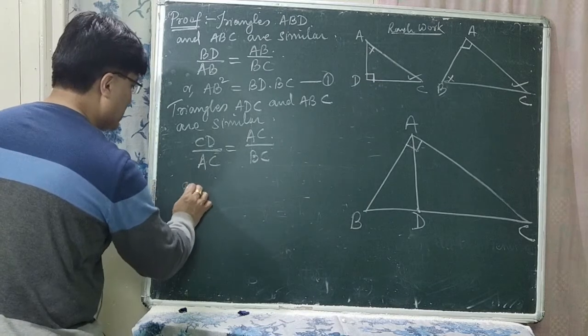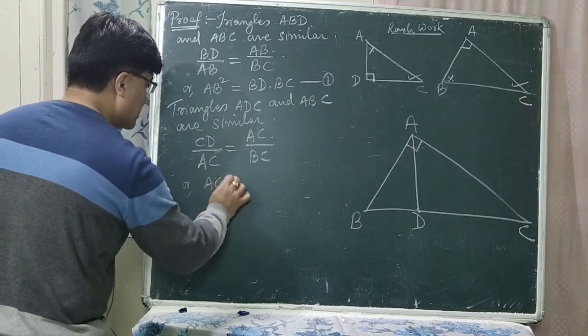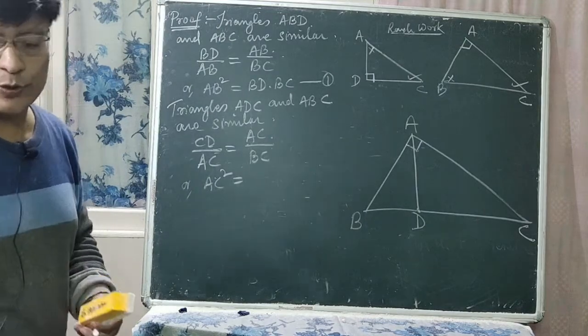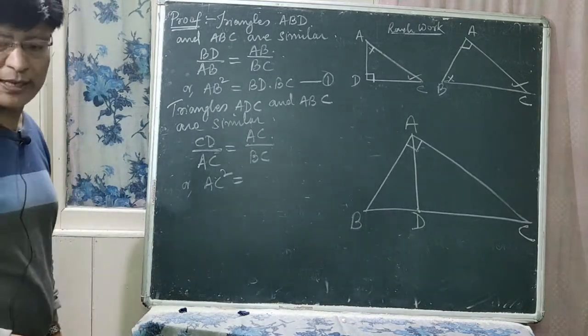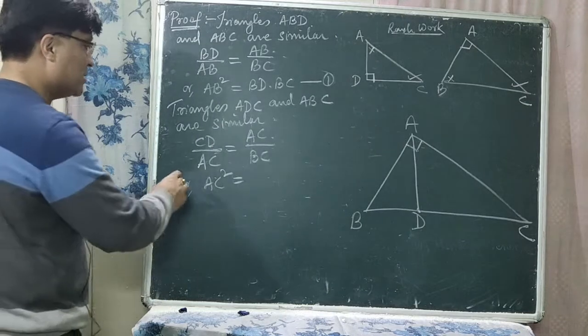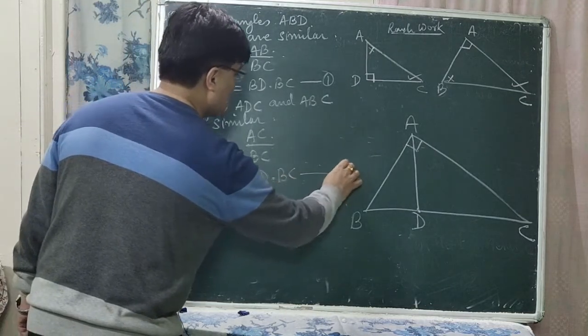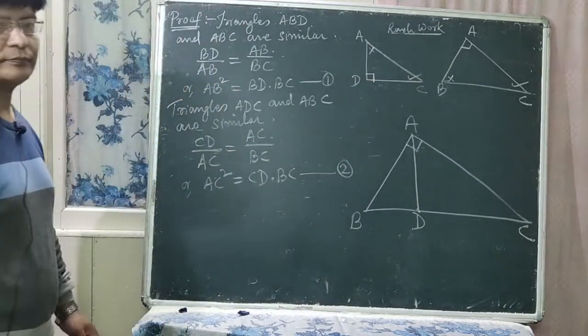Now you can do cross multiplication here also. So it is AC into AC, AC whole square. That is the side. So you cannot write here A square, C square. Is that clear? So it is AC square is equal to CD into BC. So that is number 2.